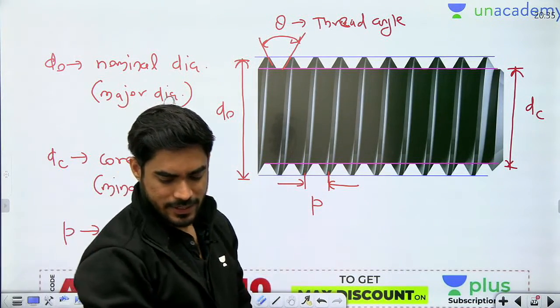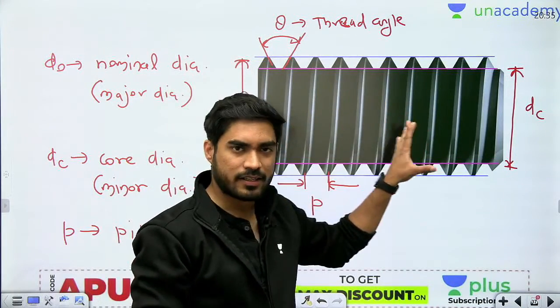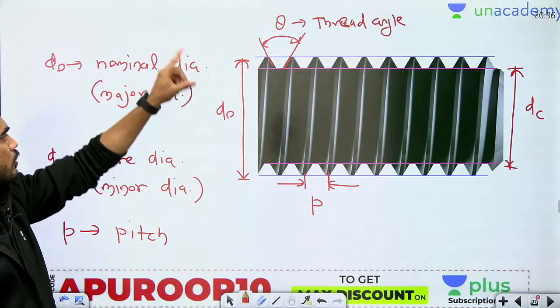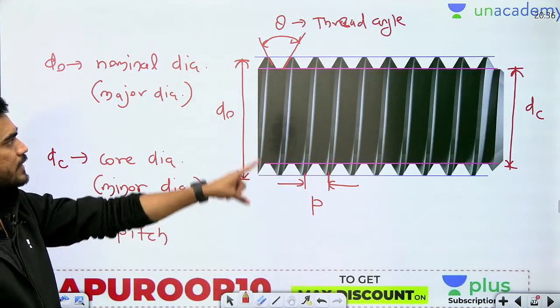So I hope that this is clear. The terminology of thread is clear. Okay, the terminology of thread is clear. Major diameter, core diameter, pitch, thread angle.